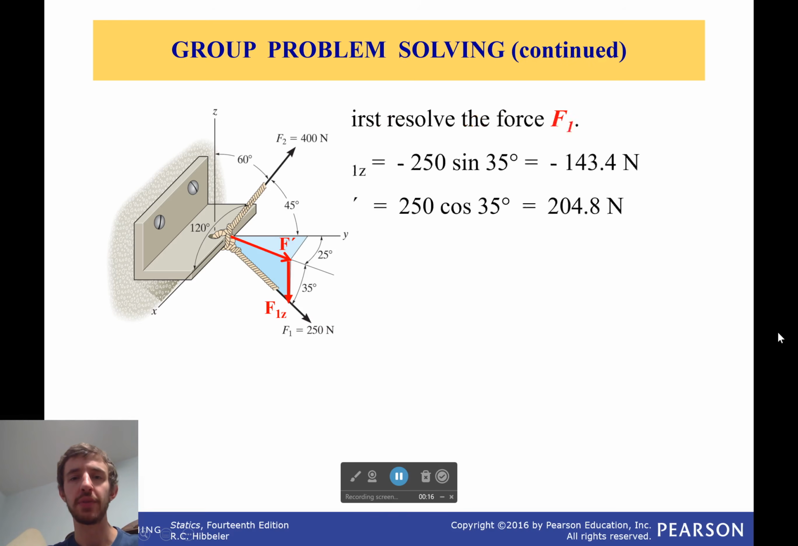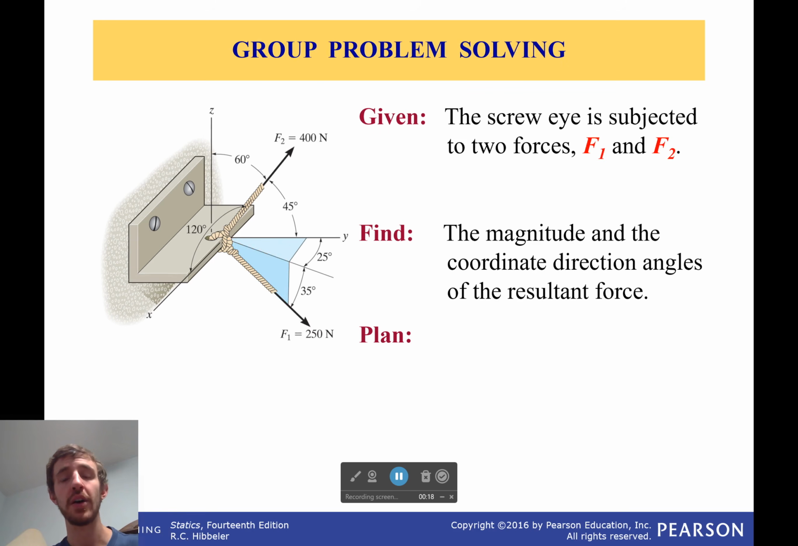So, I went too far. What we have here is a screw eye right here, and we're applying some forces to it. Force 1 and force 2. Now there are a whole bunch of angles here. There are actually 5 angles total shown for this. So that's kind of crazy. And what I want to know is the magnitude and the coordinate direction angles of the resultant force.